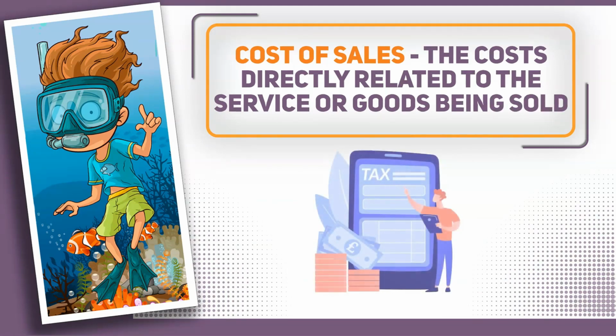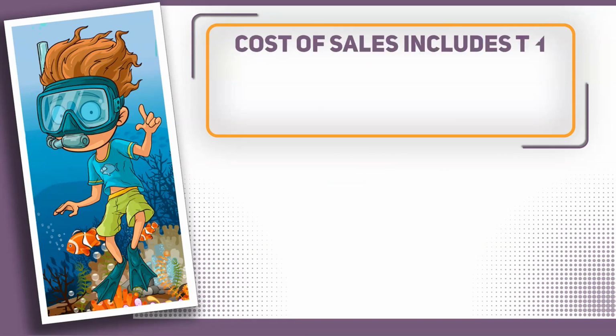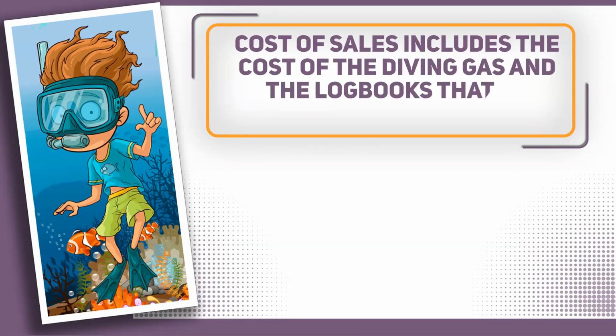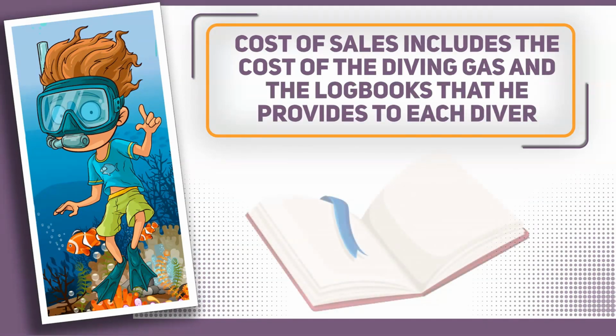If Josh was just simply selling chocolate bars, then his cost of sales might be the price that he paid to buy the chocolate bars from the supplier. His gross profit would be the difference between the revenue, the price the chocolate is sold to the customer, and the cost of the sales, the price that the chocolate was bought from the supplier. In Josh's business, cost of sales include the cost of the diving gas and the logbooks that he provides to each diver. So Josh's gross profit would be the selling price of the dive experience, less the costs of the gas and the logbooks. We now know this to be his costs of sales.